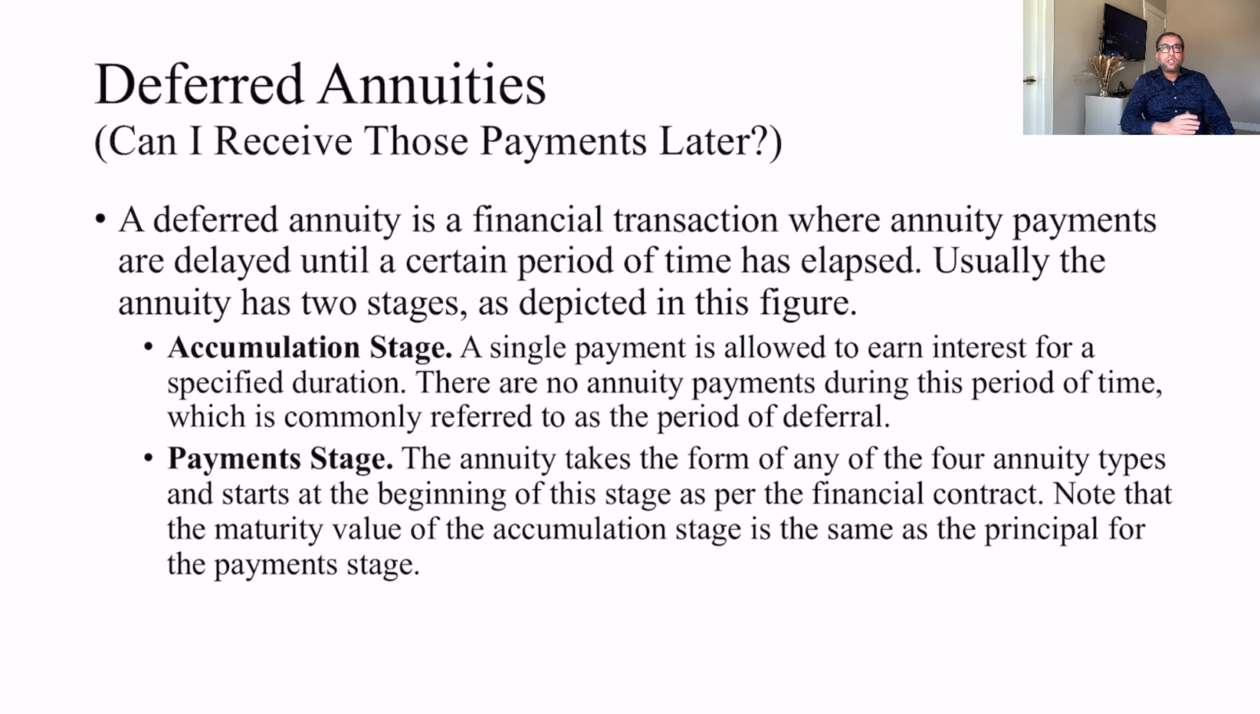So that's the first stage, the period of deferral or deferred period, in which there is no annuity payment. The second stage is the one in which the payment starts. The annuity takes the form of any of the four annuity types and starts at the beginning of this stage as per the financial contract.